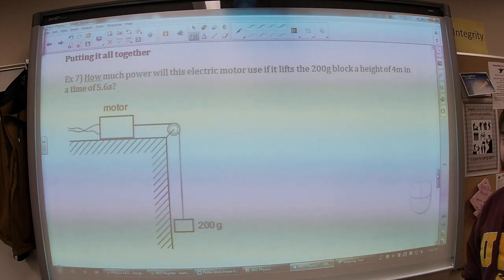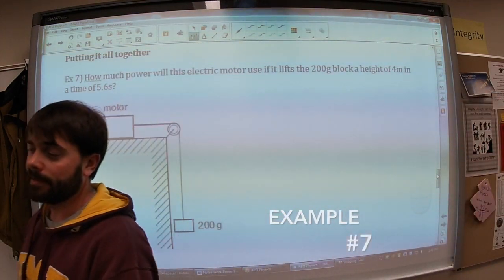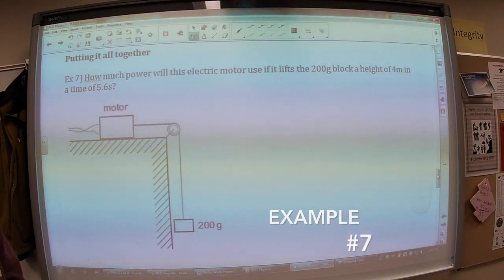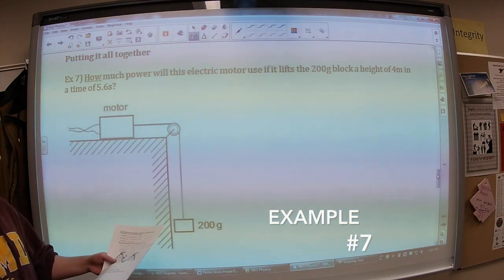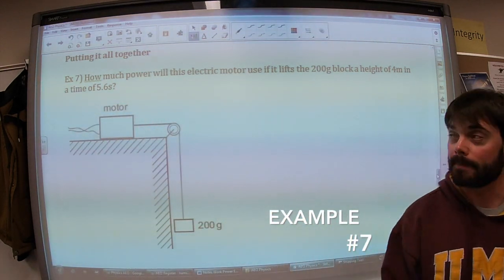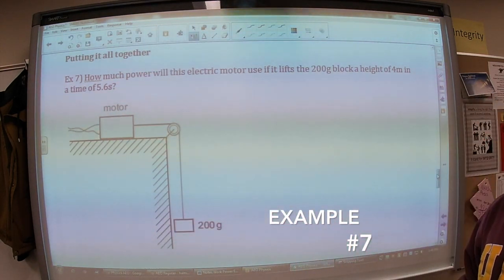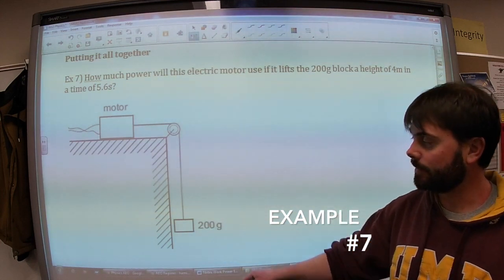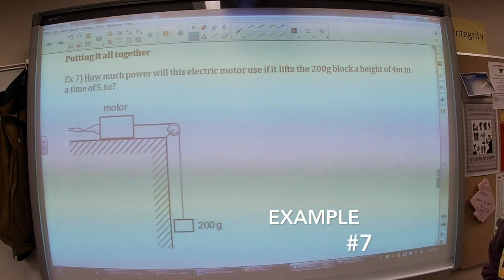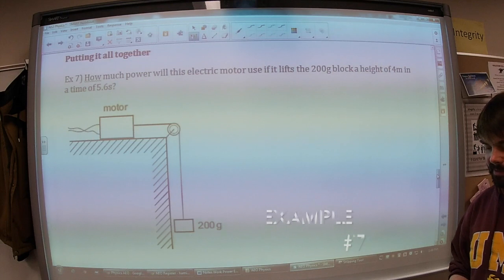So for the last part here, I got a couple of examples of putting it all together. We're going to look at work, power, and force, and how to solve some basic, simple work, power, energy problems. What we got in this first one is an electric motor connected to a frictionless pulley, which is suspended a 200-gram mass. And the question is asking how much power will the electric motor use if it lifts the 200-gram block a height of 4 meters in a time of 5.6 seconds.